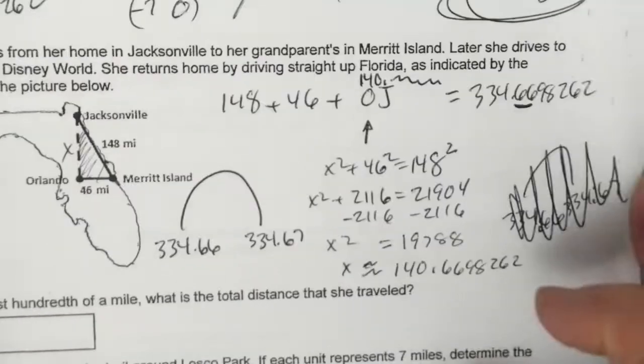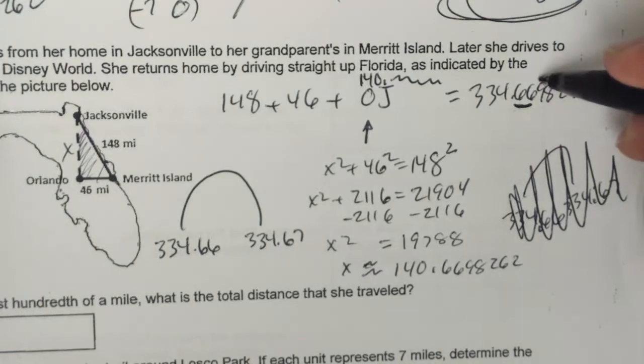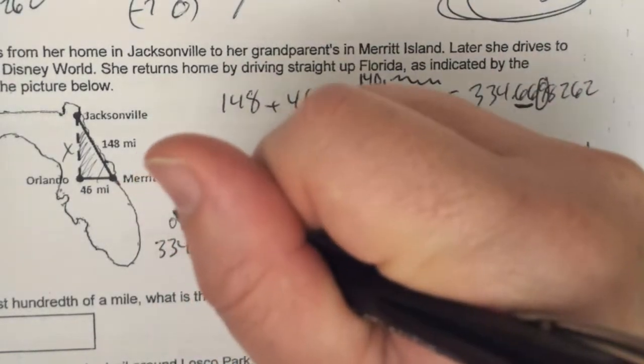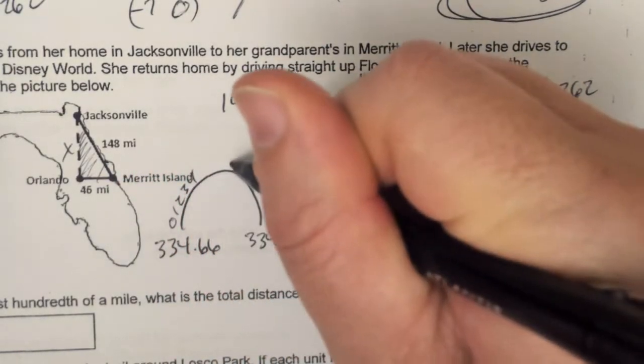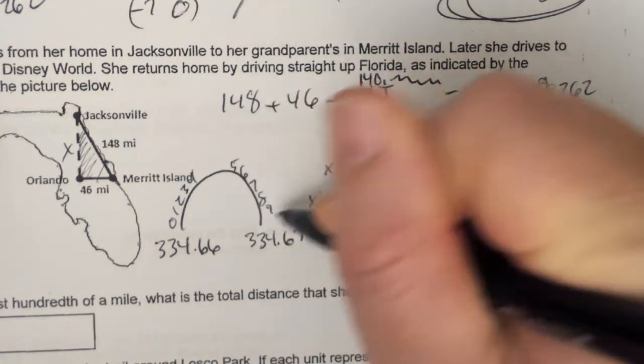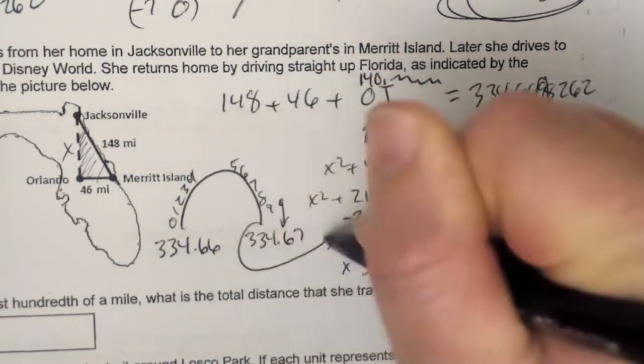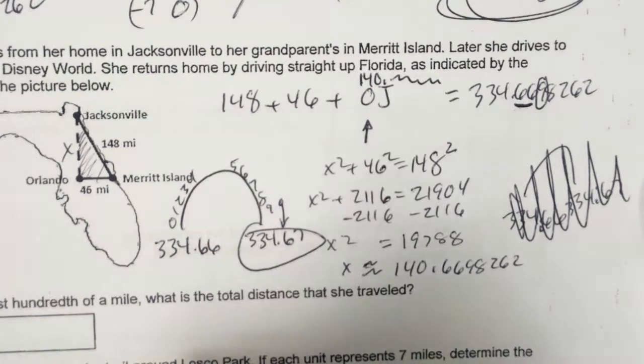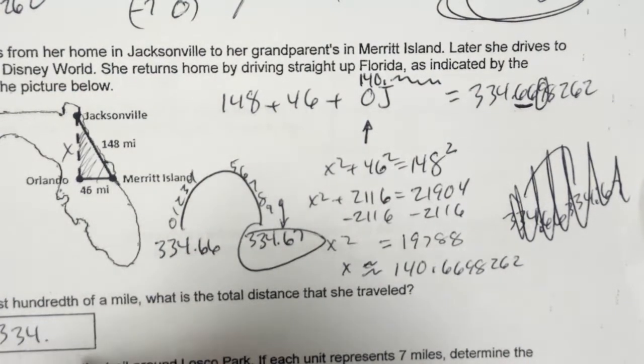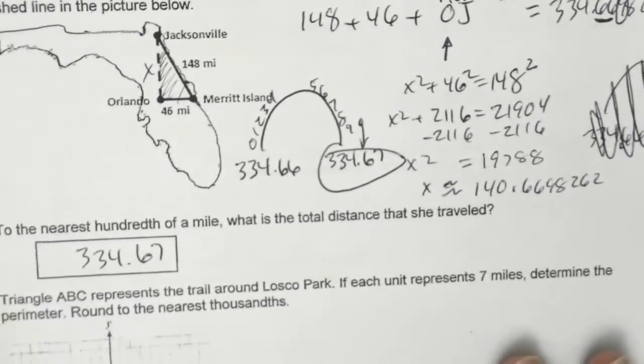That's the question. And that decision is made by the number after, which was a 9. 0, 1, 2, 3, 4 versus 5, 6, 7, 8, 9. 9 rolls to the next number, so that's our answer. So 334.67. And that's your final answer.